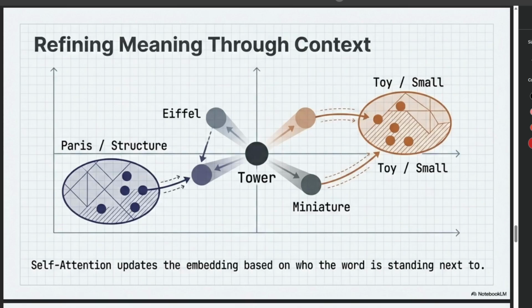Through this mechanism, embeddings become contextual. Take the word "tower", for example. If "tower" attends to the word "Eiffel" next to it, the vector updates toward Paris and structure. If it attends to the word "miniature", its vector updates away from large towards toy. Attention actually changes what the word means based on what is around it, its neighbors.